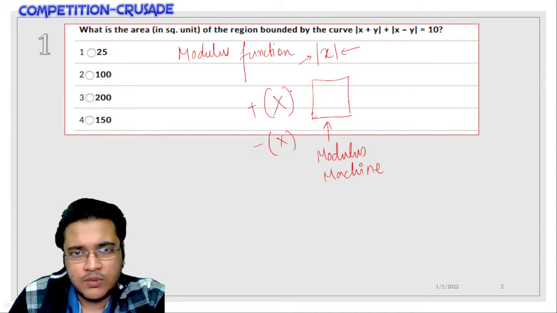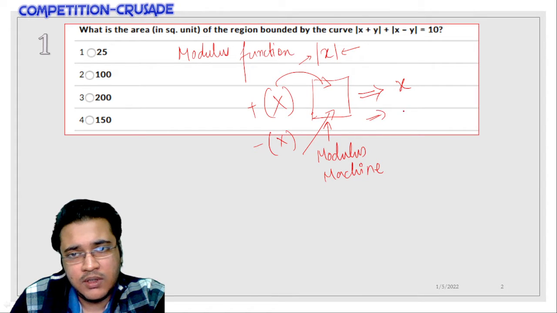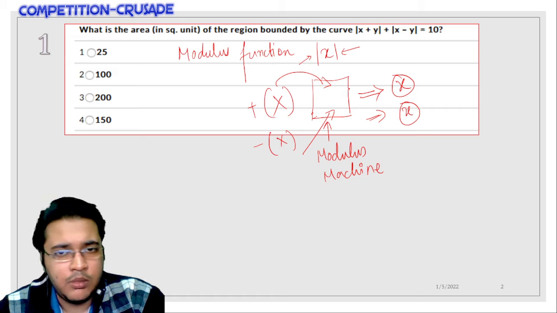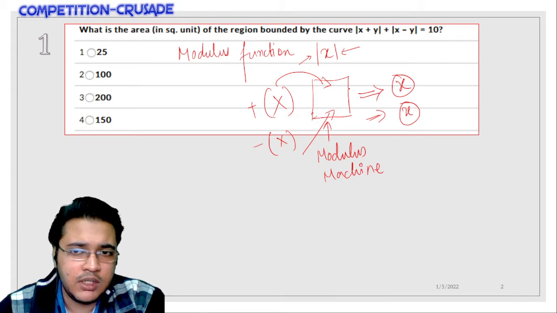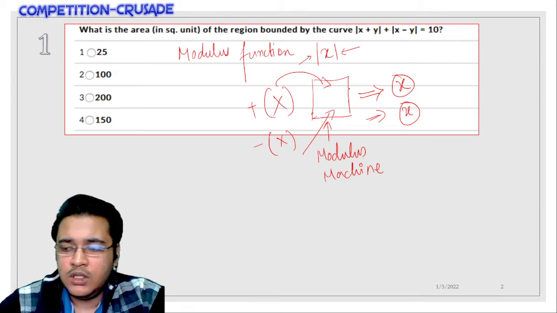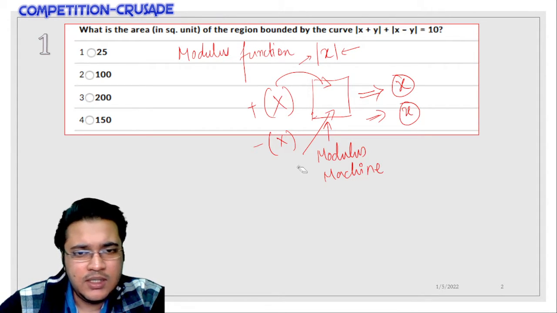So if you put a positive integer in this machine, the resultant will be a positive integer. If you send a negative integer into this machine, the resultant will again be a positive integer. So whatever be the input for the operation, the output will always be a positive variable. Now the idea is, I think most of you guys have already seen something like this.